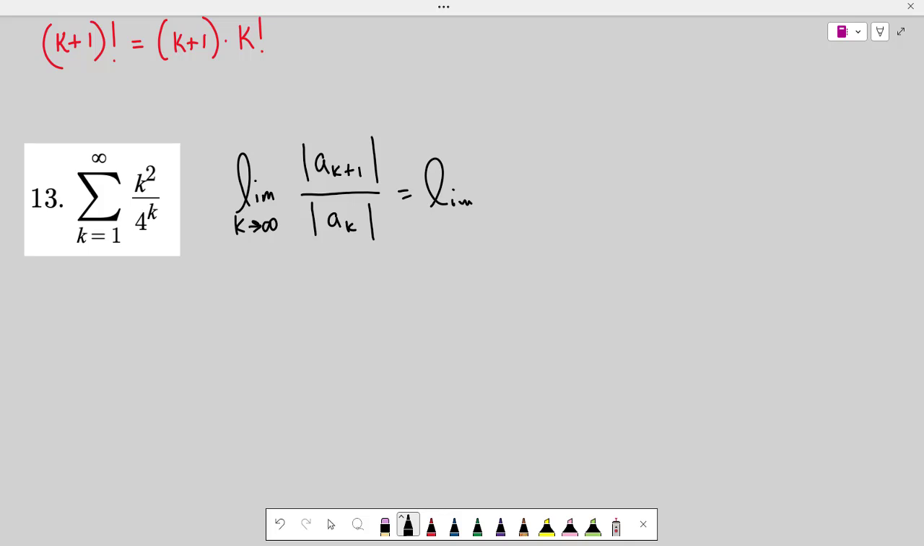So a sub k plus 1, we're going to replace all those k's with k plus 1. We don't see any negatives in here, so we can actually forget the absolute value bars at this point. So there's a sub k plus 1. What are we going to multiply by? The reciprocal of a sub k, so we just flip it.